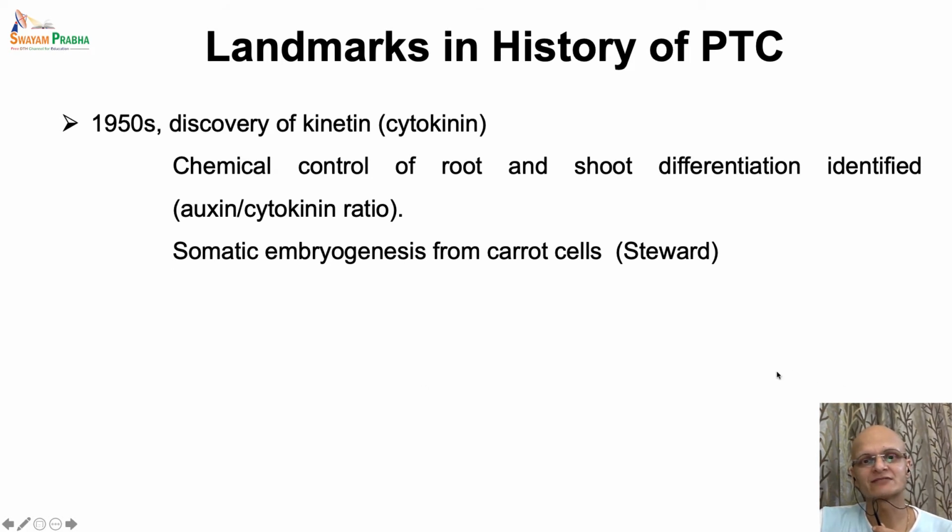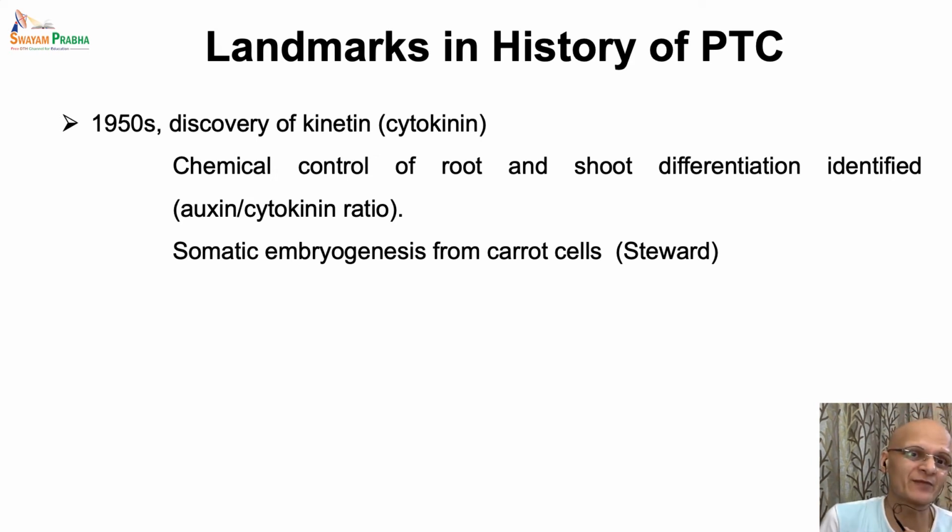Soon after the discovery of kinetin, a cytokinin hormone, the world witnessed another landmark development in the field of plant tissue culture, and it was the chemical control of root and shoot differentiation. That is, it was identified that the exogenous supply of auxins and cytokinins was able to greatly influence the morphogenic fate of the callus cells. Specifically, these studies were performed in tobacco.